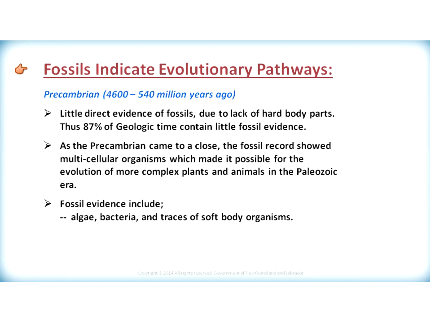In the earliest time, marked by the Precambrian Eon, there was little direct evidence of fossils due to the lack of hard body parts. Thus, 87% of geologic time contained very little fossil evidence. As the Precambrian came to a close, the fossil record showed multicellular organisms, which made it possible for the evolution of more complex plants and animals in the Paleozoic Era.